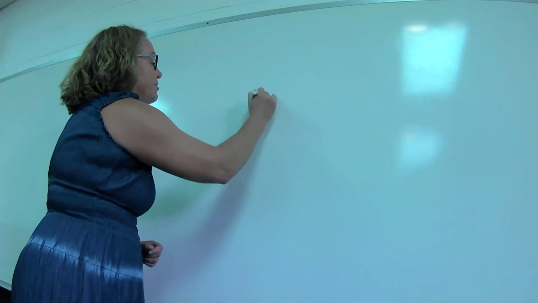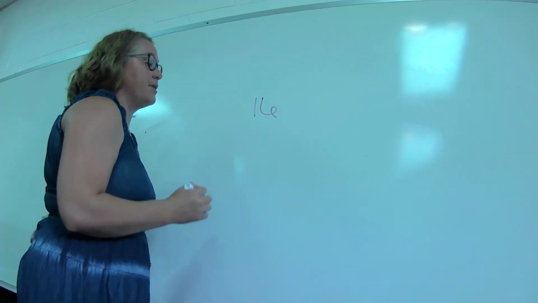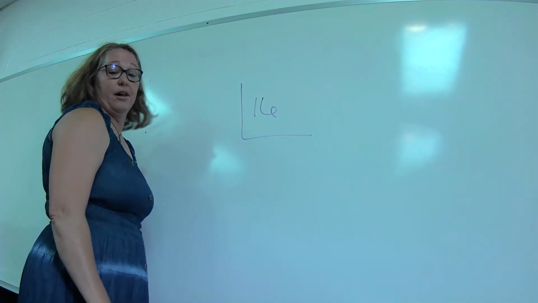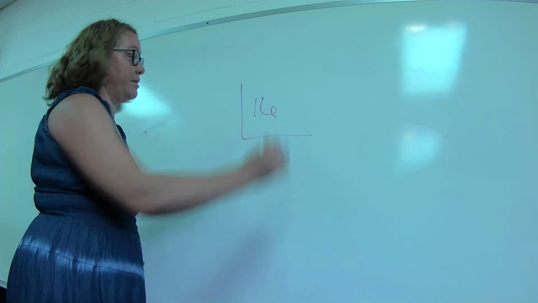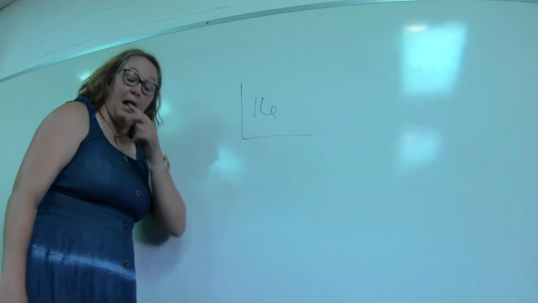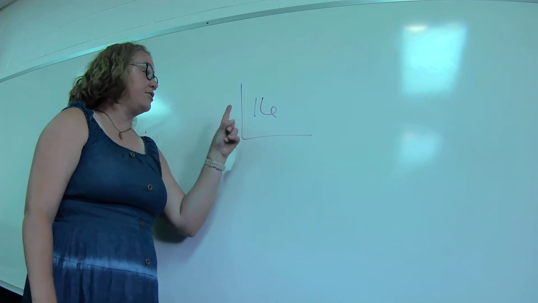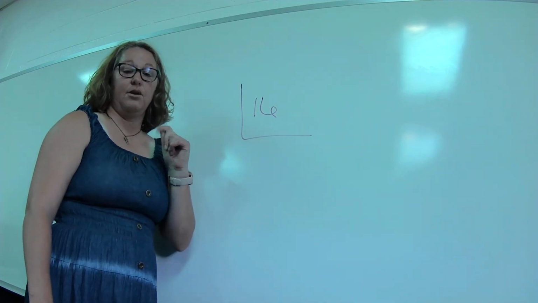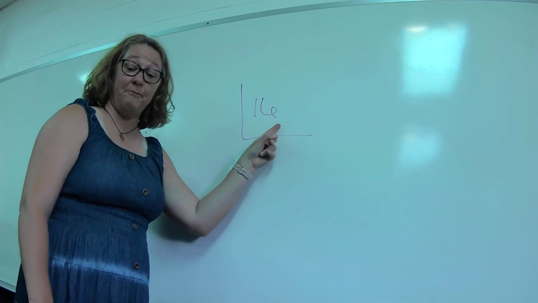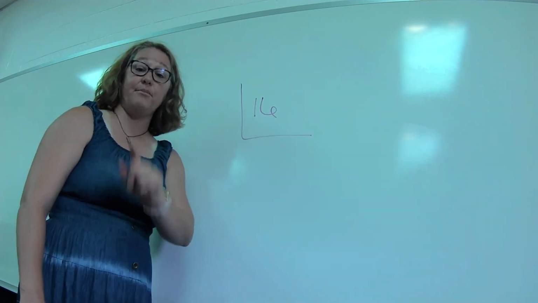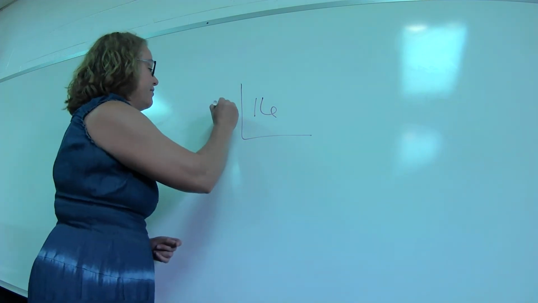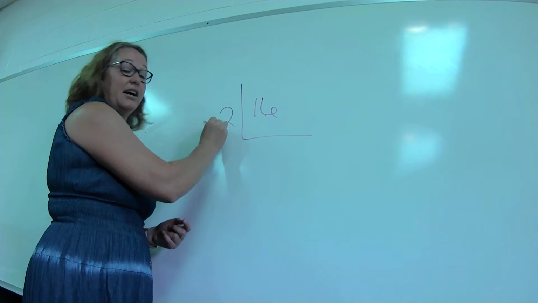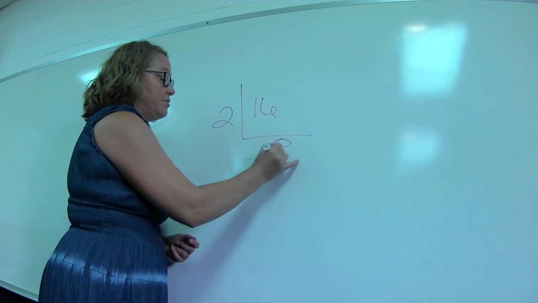If I gave you the number 16 and I want to divide by the primes, I'm going to draw an L around it or a box around it, but not a full cube. Now, I want to start with the first prime number that will go into 16. Well, remember, 16 is even. The only even number that's prime is 2. So 16 divided by 2 gives you 8.